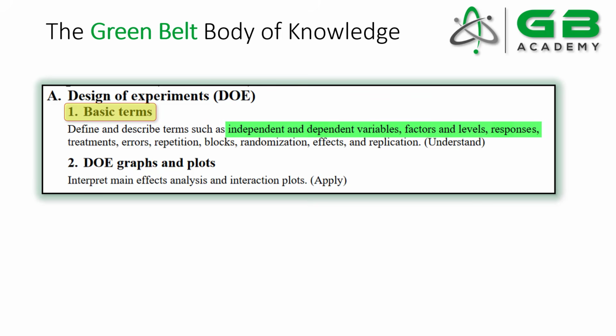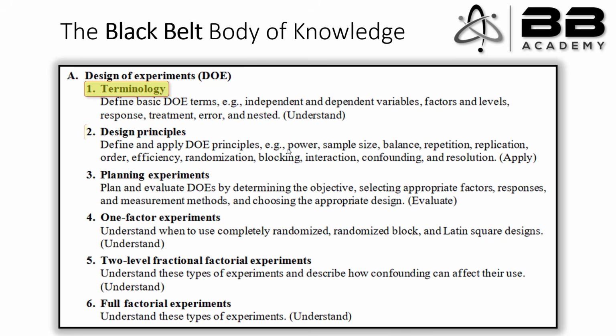Things like independent and dependent variables, factors, levels, responses, treatment, error, repetition, blocking, randomization. A lot of core terms and definitions make up the bulk of what it means to be proficient in the area of DOE. Now, the reason I picked DOE, by the way, is because not only does it apply to the Greenbelt exam, but it also applies to the Black Belt exam and the CQ exam.